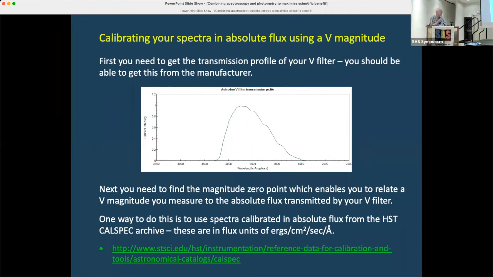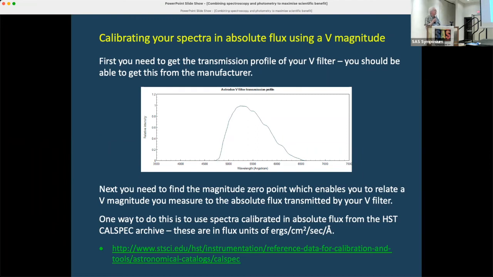And one way to do that is to use spectra calibrated in absolute flux. For example, the CalSpec archive from the Hubble Space Telescope. That is calibrated in flux units of ergs per square centimeter per second. And that's the link, but you just Google CalSpec and you'll be able to get them.